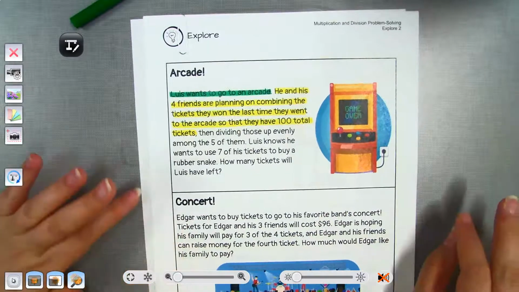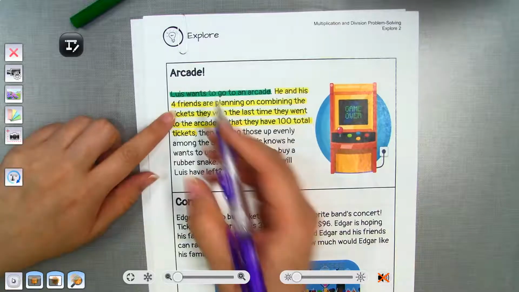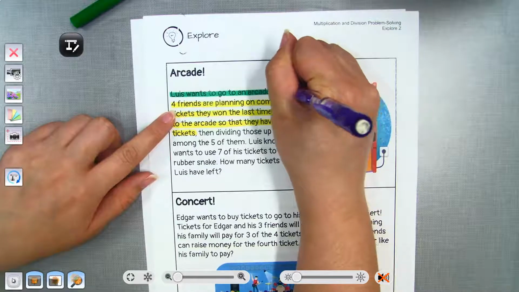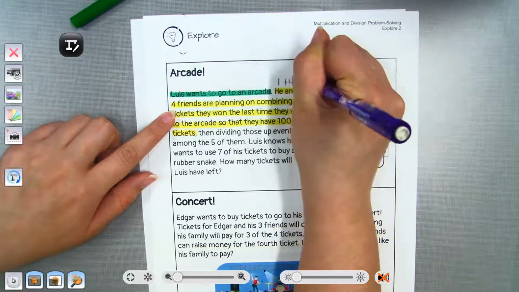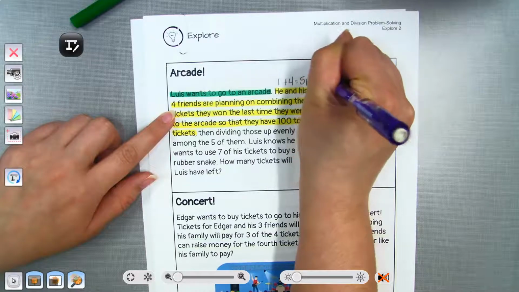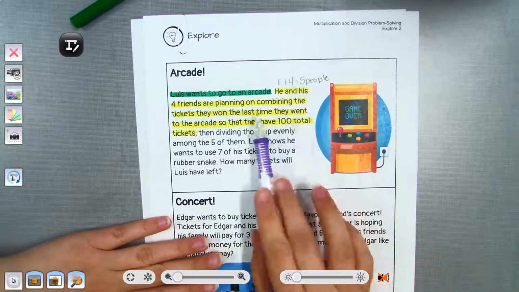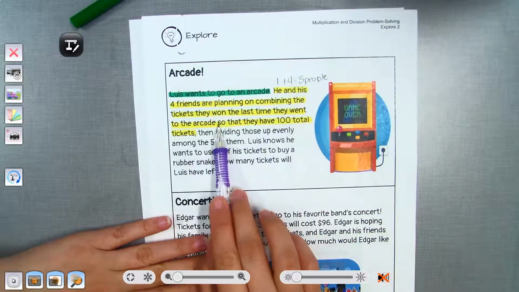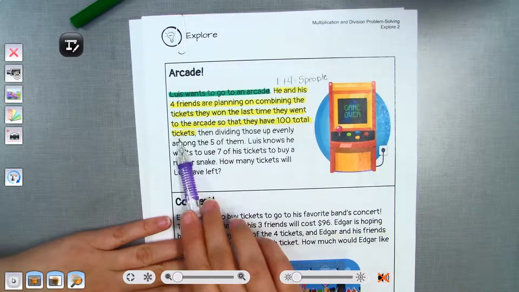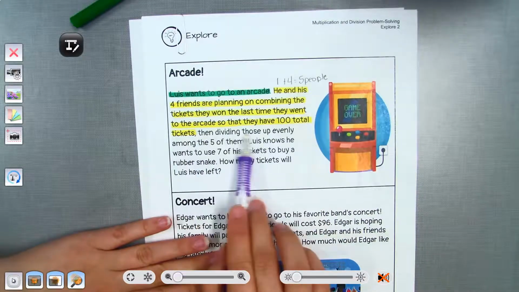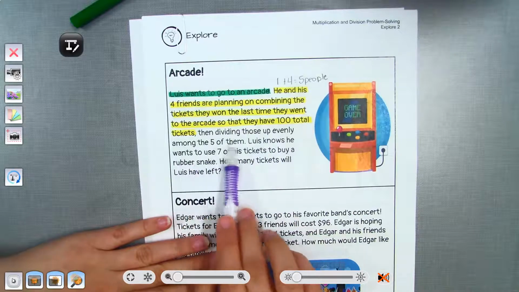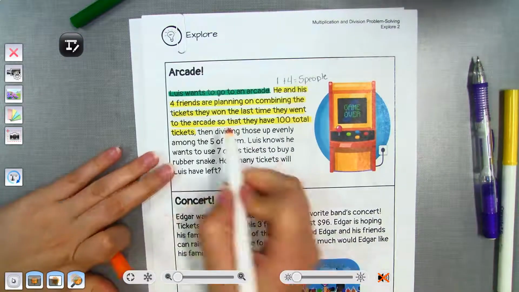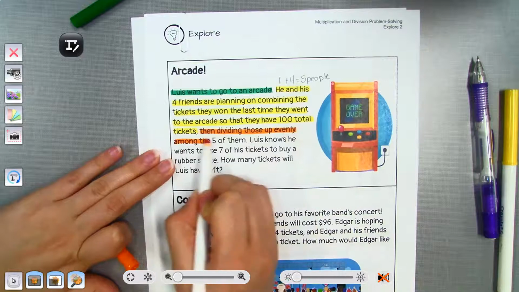So the first thing we need to know, guys, is it's not just 4 friends, it's him and his 4 friends. So he is 1 plus his 4 friends makes that 5 people. So 5 people are going to combine the tickets they won the last time they went to the arcade so that they have 100 total tickets. Then dividing those up evenly among the 5 of them. So that's 5 of them.